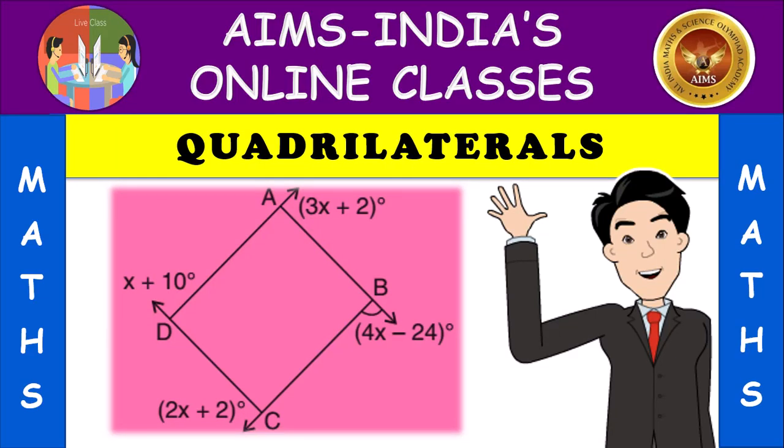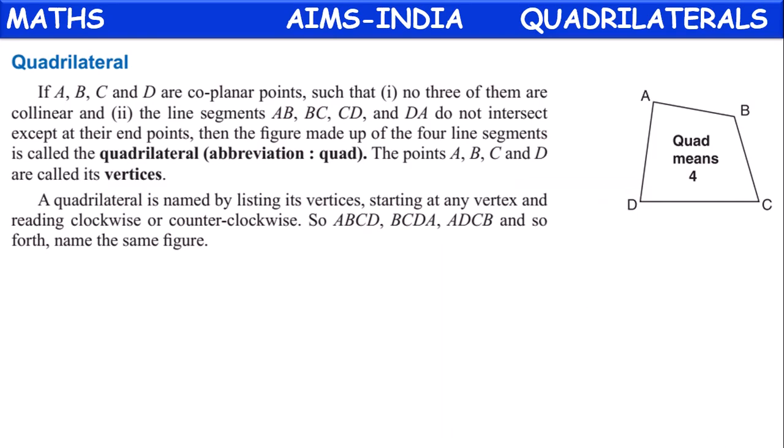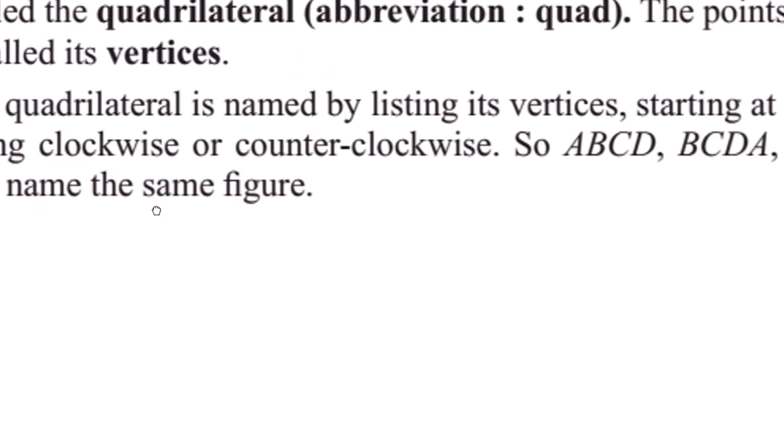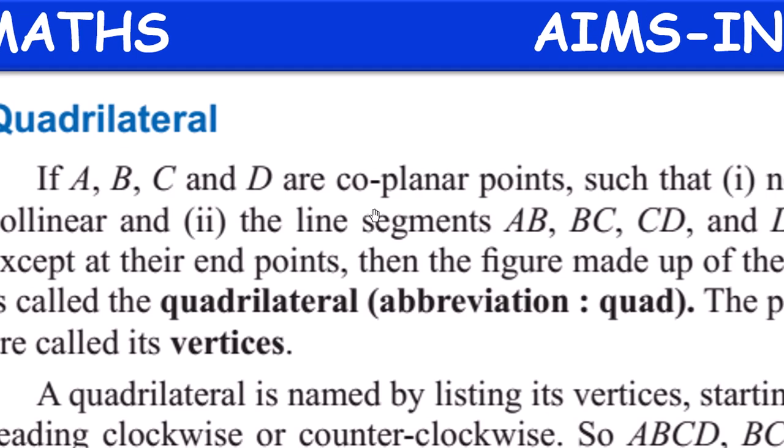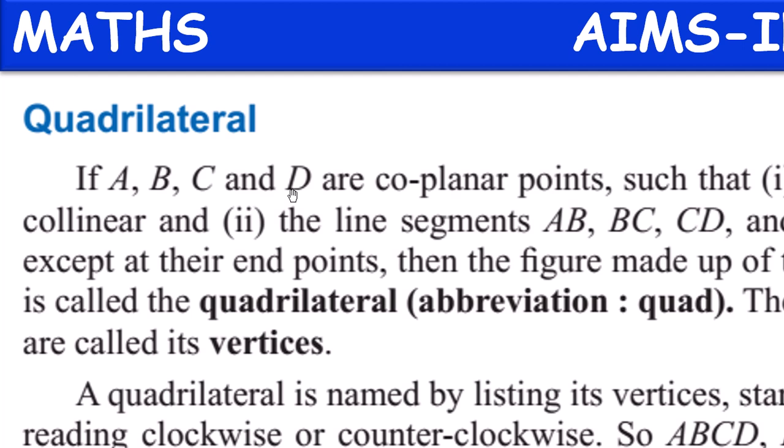Today from mathematics subject, quadrilaterals topic we are going to discuss. So here children, if A, B, C and D are coplanar points, means this A, B, C, D should lie in the same plane, on the same surface they have to lie. Then they are said to be coplanar points.